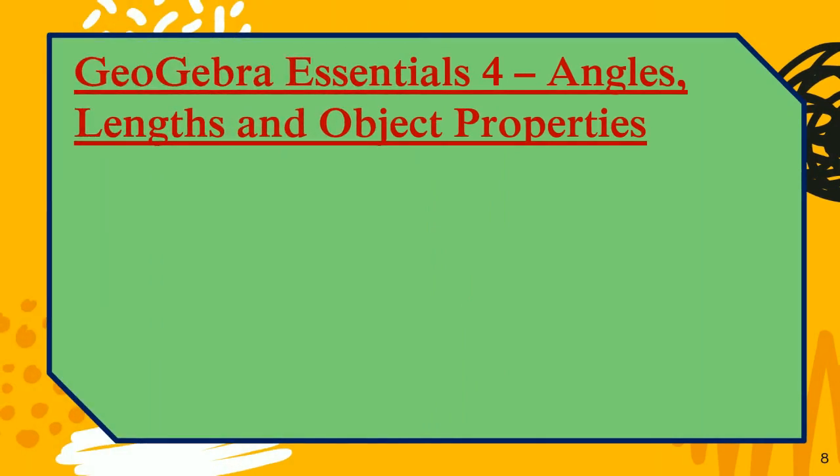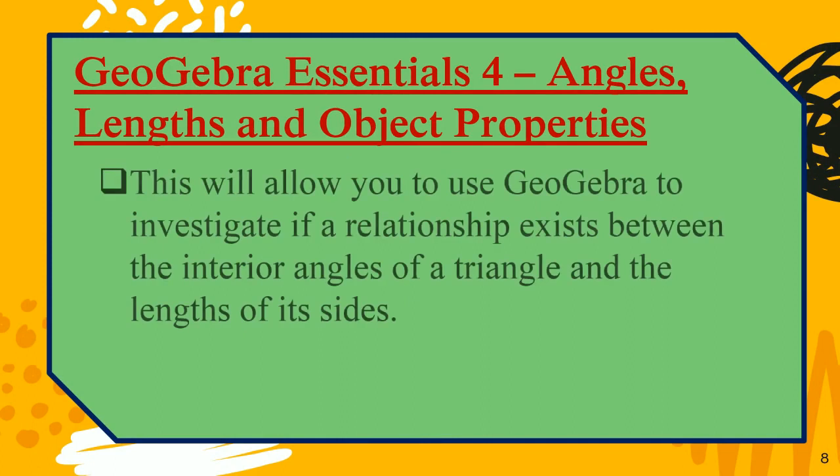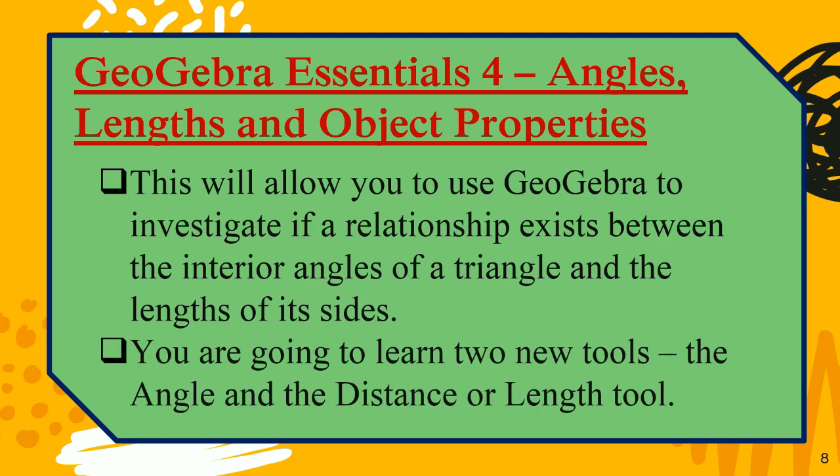The fourth GeoGebra essential is about angles, lengths, and object properties. This will allow you to use GeoGebra to investigate if a relationship exists between the interior angles of a triangle and the lengths of its sides. You are going to learn two new tools, the angle and the distance or length tool. For you to learn how to perform this essential, watch this video.